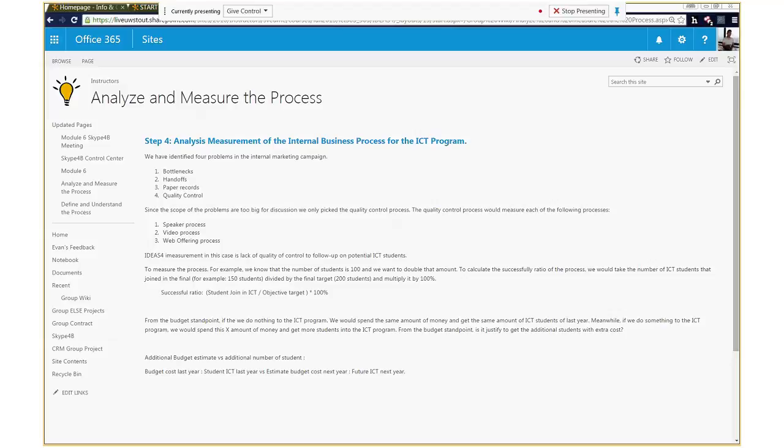Right. Okay. So what I need to fix is to demonstrate how to improve the process and also show how some process can be automated.